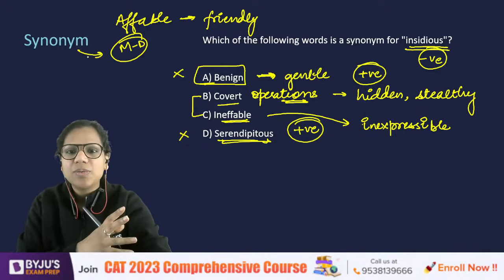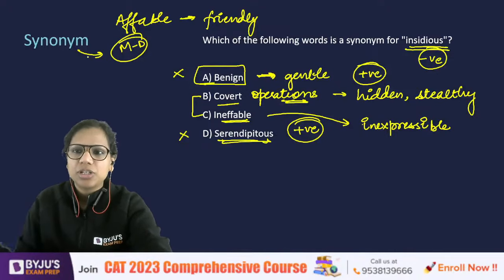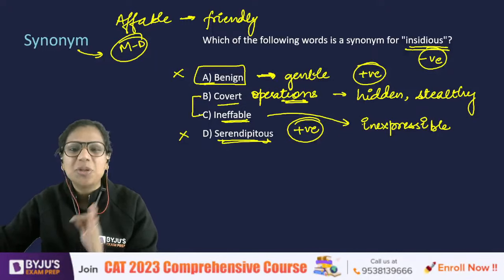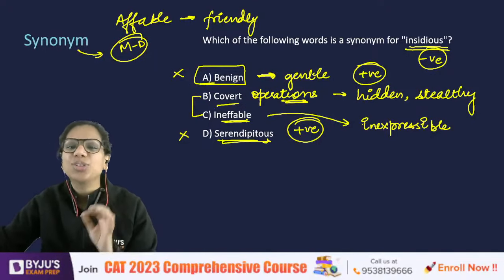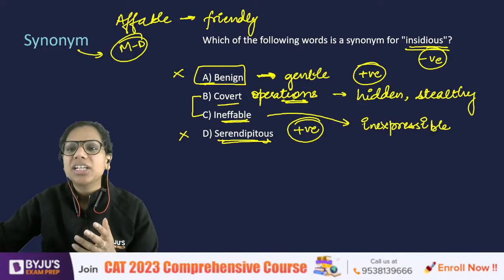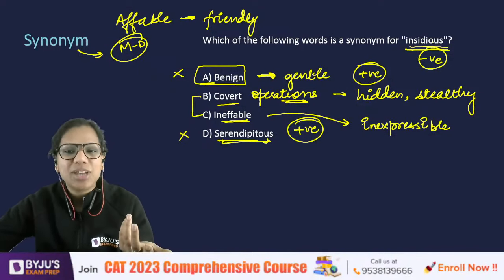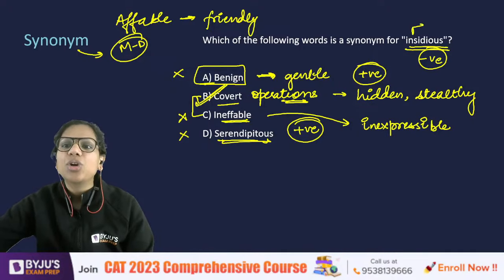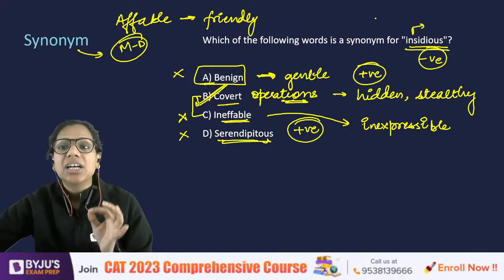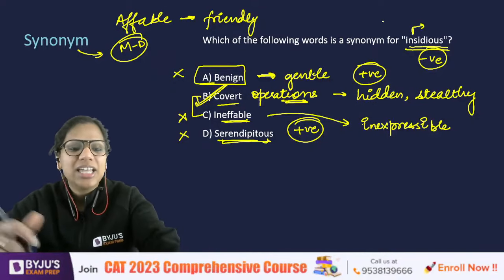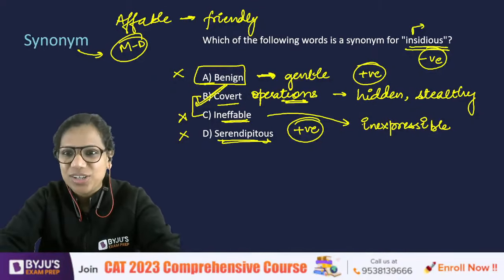So this was a moderate to difficult synonym question. I gave you two easy ones. Now this was a moderate to difficult one where you could narrow down to two options, but beyond that, you need to know the meanings. So I know that insidious does not mean something that can be expressed easily. So C is not the answer, it is B. What is insidious? Something that's hidden and dangerous in a very hidden way.